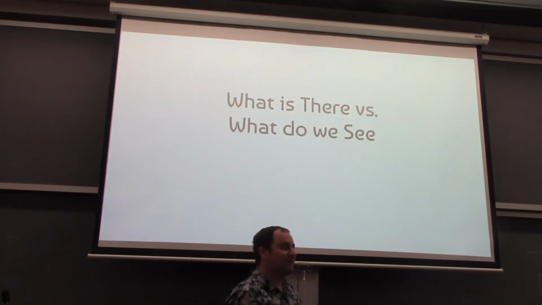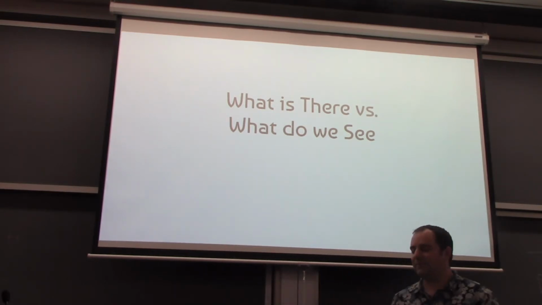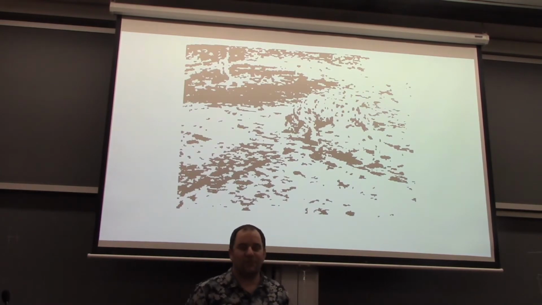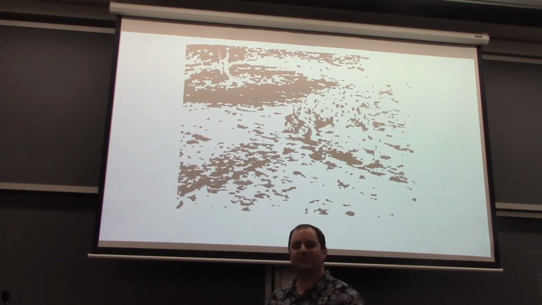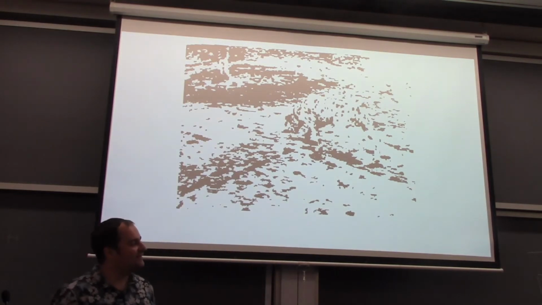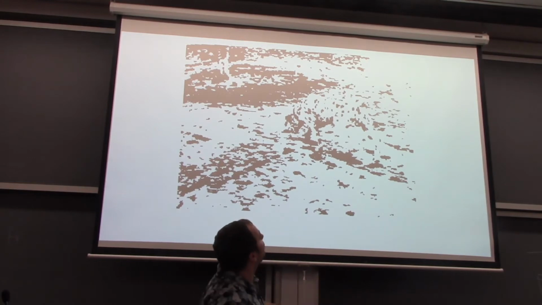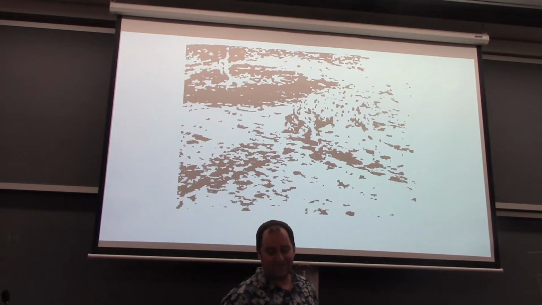So there is this difference between what is there objectively in our environment and what we see and perceive. For example, who can see something meaningful in this picture? Just 3 or 4 people? 5, 6? Okay, so most people are getting it. You can see a Dalmatian here, a dog. Here is the head of the dog, and here's the body, these are the legs.